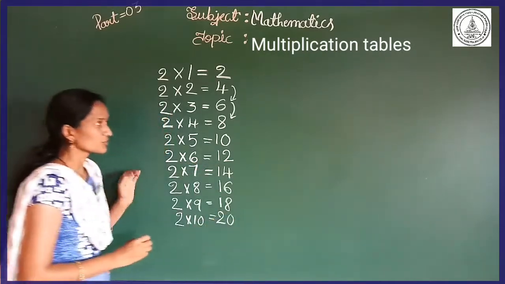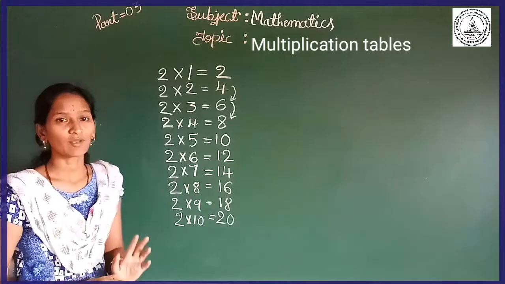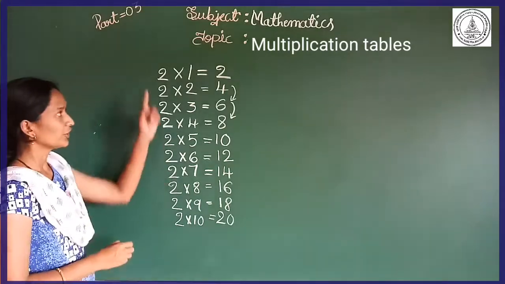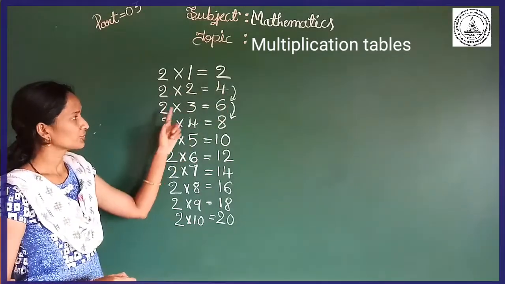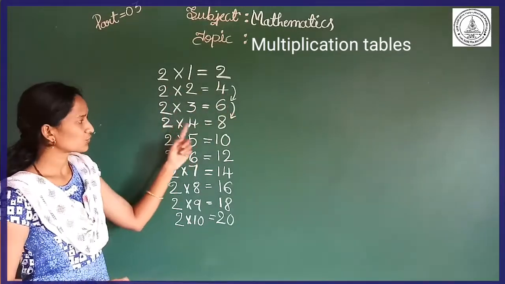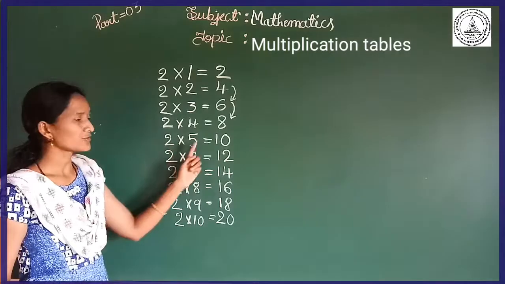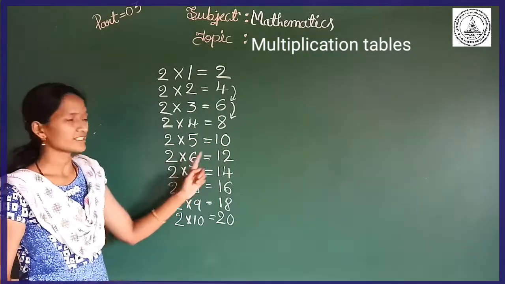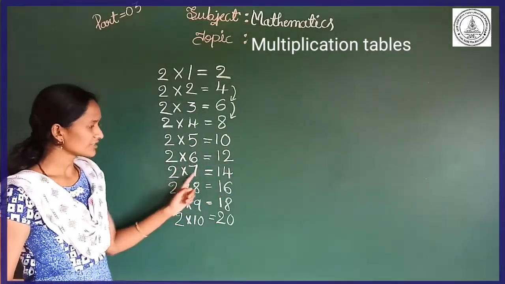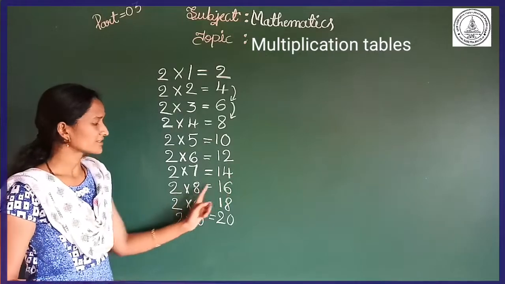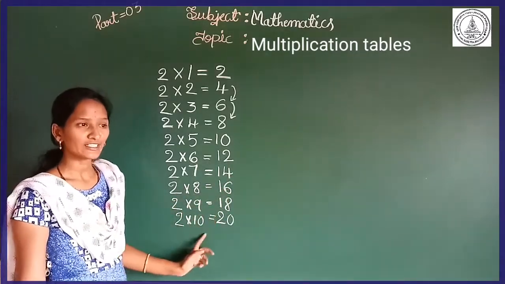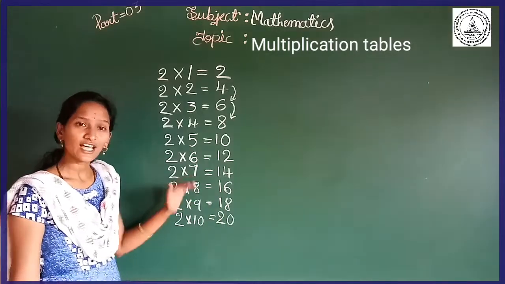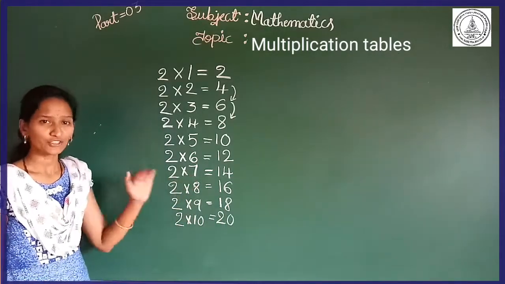So, students, this is the multiplication table of 2. So, look here. 2 1s are 2, 2 2s are 4, 2 3s are 6, 2 4s are 8, 2 5s are 10, 2 6s are 12, 2 7s are 14, 2 8s are 16, 2 9s are 18, 2 10s are 20. So this is the multiplication table of 2.